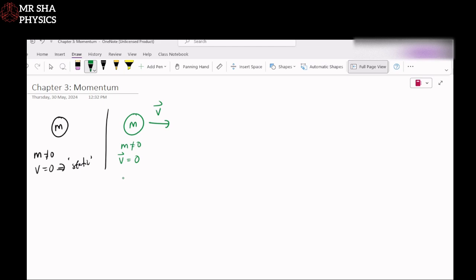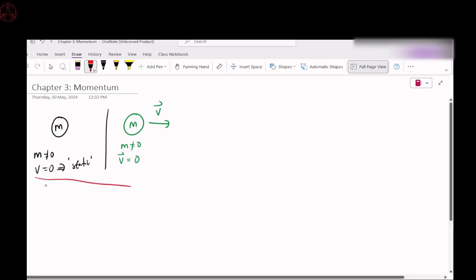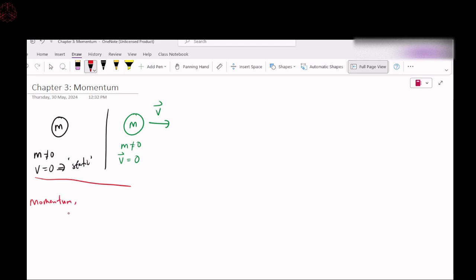In order to differentiate between these two, we introduce a new quantity, and that quantity is what we call momentum. The most common symbol for momentum is P, okay? And we define this quantity as the product of mass and velocity, the mass of the object and the velocity of the object. Now, velocity is a vector quantity. Therefore, you have a scalar multiplying a vector, so the product is going to be a vector as well.